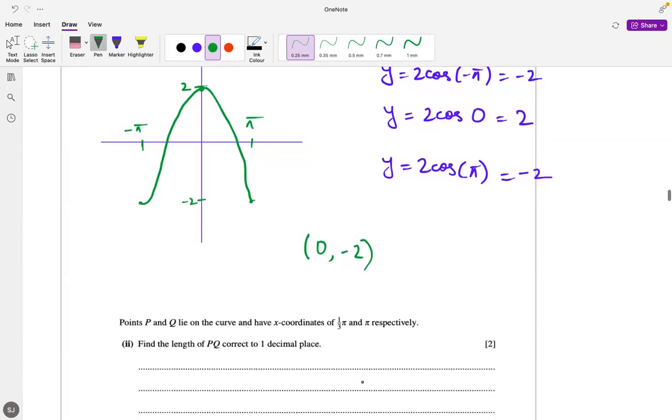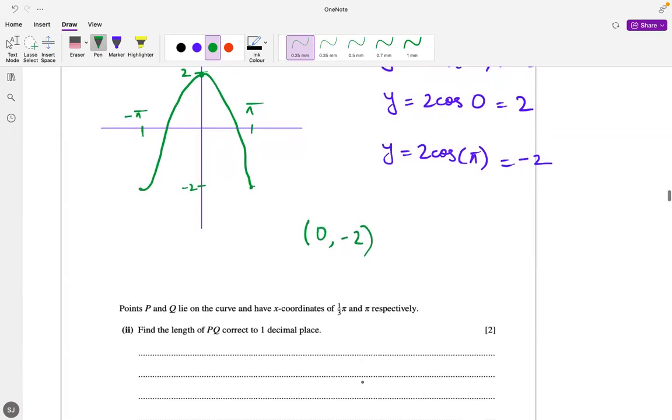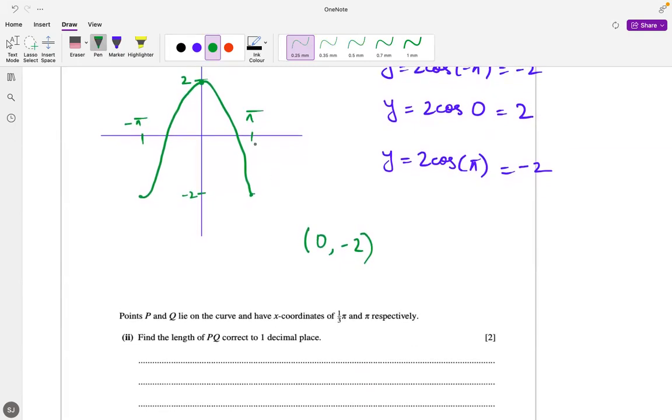Now in the next part, it says that the points P and Q lie on the curve and have x coordinates pi upon 3 and pi. So let's say this is x equals pi upon 3, this is point P, and the other x coordinate of Q is x equals pi. So this will be the point Q. We have to find the length of PQ correct to 1 decimal place.